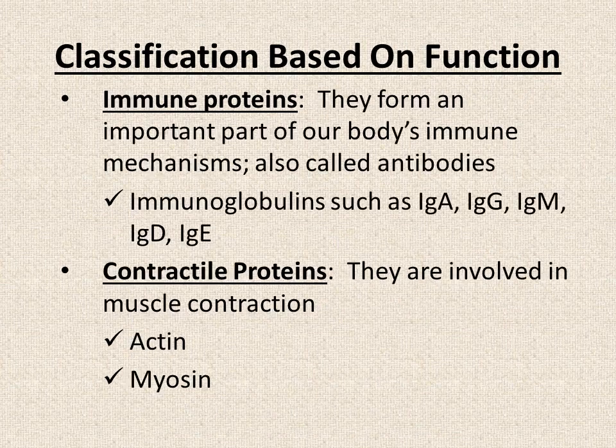So what are immune proteins? Immune proteins are basically immunoglobulins, which are also known as antibodies, and they form a very important part of our body's immune mechanisms. And examples include IgA, IgG, IgM, IgD, and IgE. Now, another category of proteins in this type of classification is contractile proteins, and these are those proteins which are involved in the contraction of different types of muscles, and examples include actin and myosin.